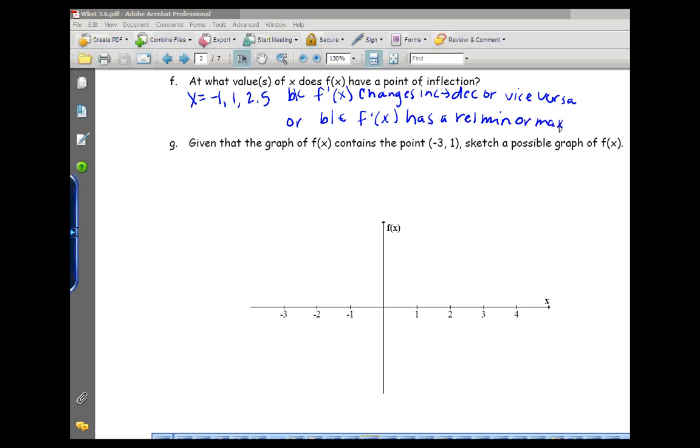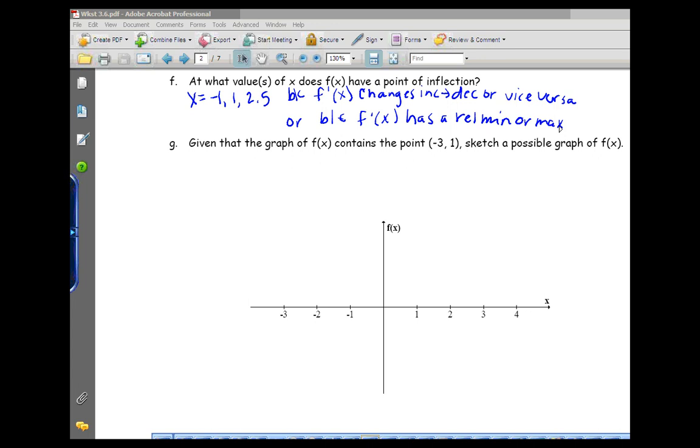Those are your only two options. Telling me that f double prime changes signs is not acceptable because you're not justifying in terms of f prime. You can't say because f prime equals 0, which in this case it does, but there's not always a point of inflection everywhere that f prime equals 0, because f double prime needs to be changing signs. So those are your only two options. F prime changes from increasing to decreasing, or vice versa, or f prime of x has a relative min or max. You don't have to write both, just choose one or the other.